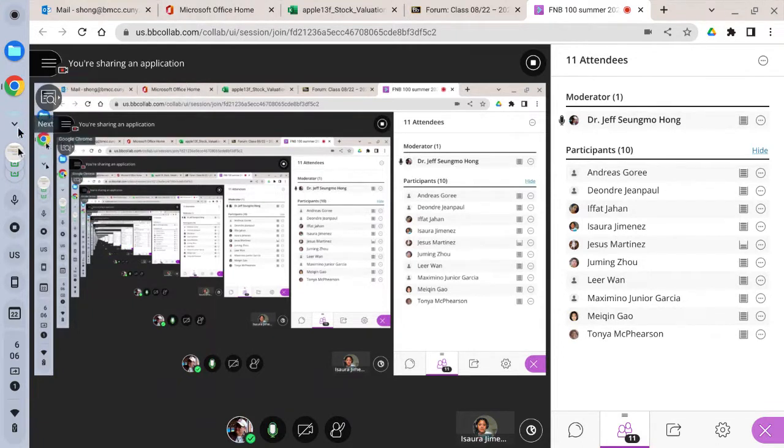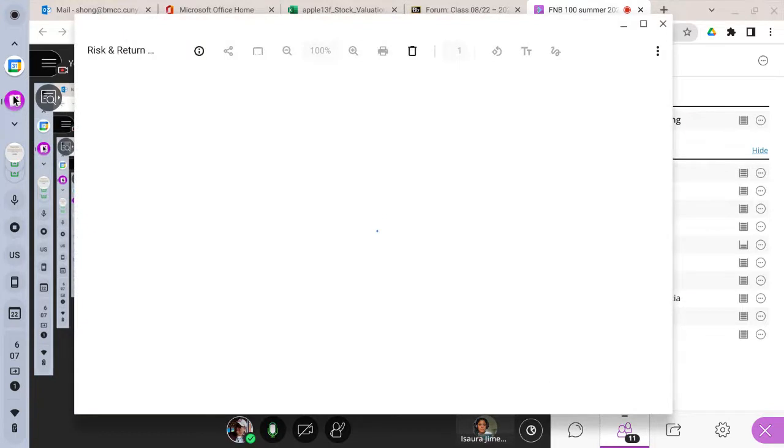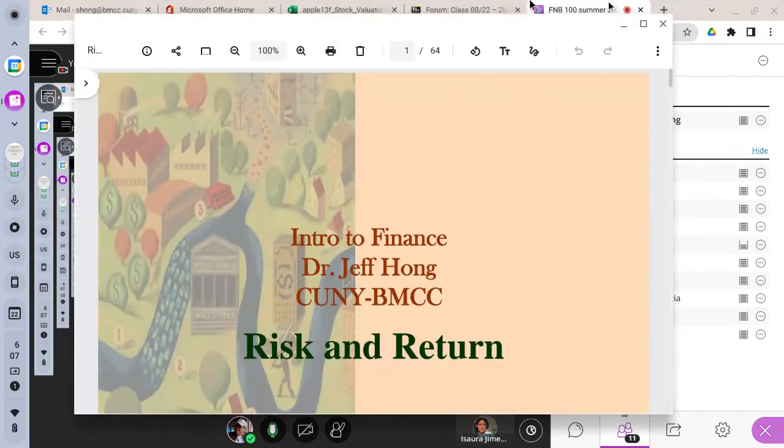Now, the last thing we were talking about was stock value. We were just about to go into the stock valuation model. That's risk and return.